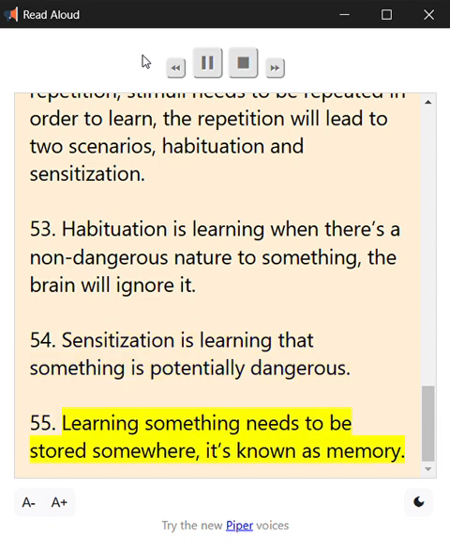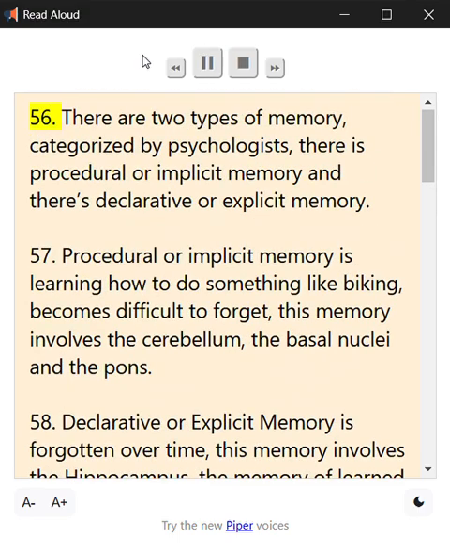55. Learning something needs to be stored somewhere, it's known as memory. 56. There are 2 types of memory, categorized by psychologists. There is procedural or implicit memory and there's declarative or explicit memory. 57. Procedural or implicit memory is learning how to do something like biking, becomes difficult to forget. This memory involves the cerebellum, the basal nuclei and the pons.